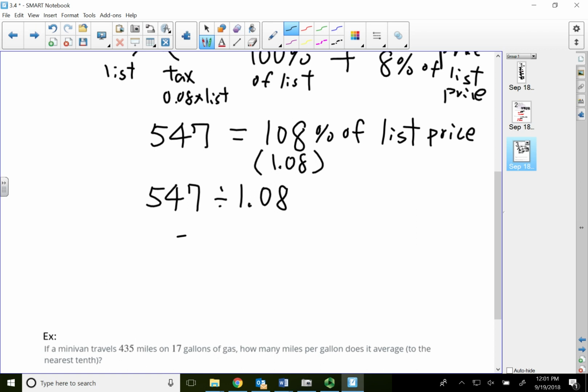All right, so let's divide. To make this into a whole number, I've got to move my decimal to the right 2 places, which is 108. In 547, the decimal was actually behind the 7. Now it needs to be moved to the right 2 places, so that gives me 2 empty slots behind the 7 where I can put zeros.